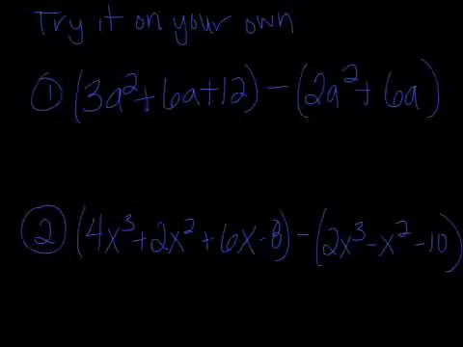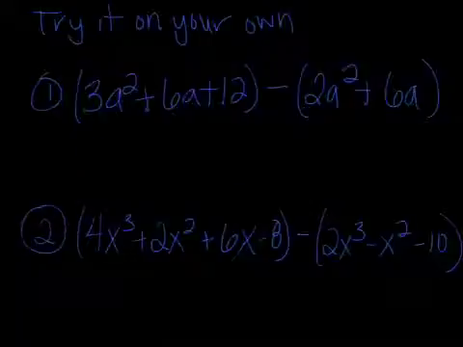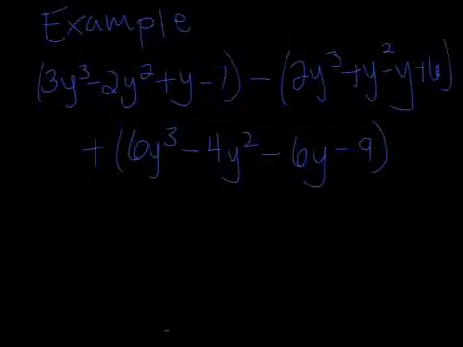Here are some problems to try on your own. Remember the 4 steps. First, distribute your negative sign. Identify your like terms. Combine your like terms. And then rewrite your polynomial in order from highest degree to lowest degree. Here's a bonus problem to test your skills. Not only are you subtracting a polynomial, but you're also adding an additional polynomial. If you can do this, you got this.